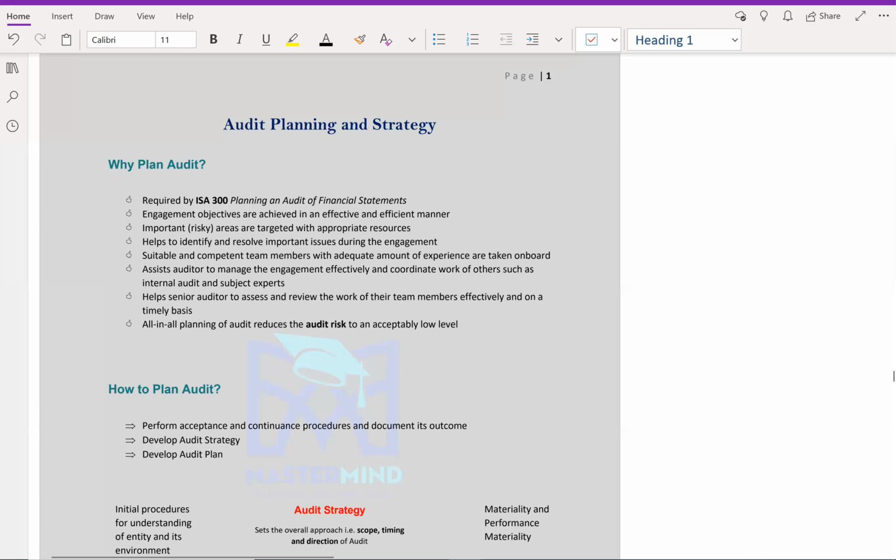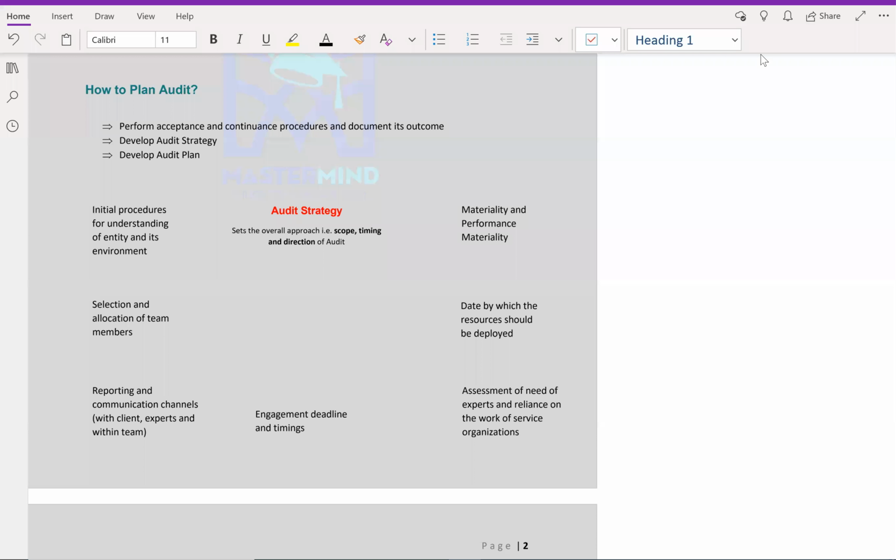Give me a second. Now, the point is how to plan an audit, right? Why do you need to plan audit? You already studied that. How to plan audit. So there are two things, right? The first and the initial part is perform acceptance and continuous procedures that we've already studied earlier, right? Develop audit strategy and develop an audit plan. Okay, what is the audit strategy? How do you strategize an audit?